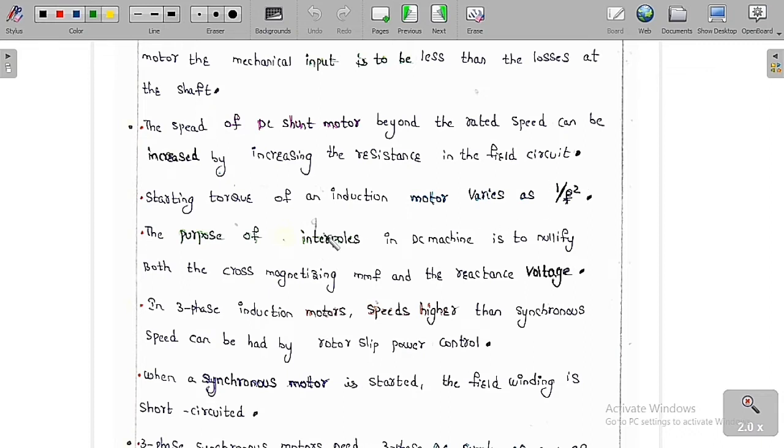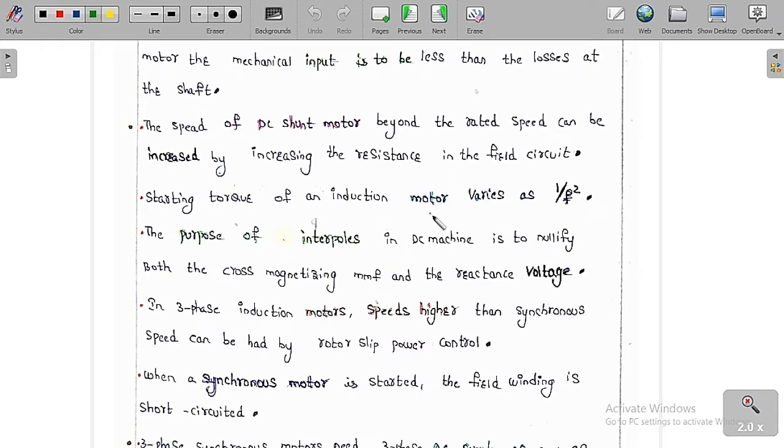The starting torque of an induction motor varies as 1 by f square. I already told you, the starting torque is nothing but 180 by 2 pi Ns into E2 square R2 by R2 square plus X2 square. As you can see, E2 is proportional to E1, E1 is proportional to the supply phase voltage, and X2 is proportional to f. So here you finally get 1 by f cube, it is not f square.